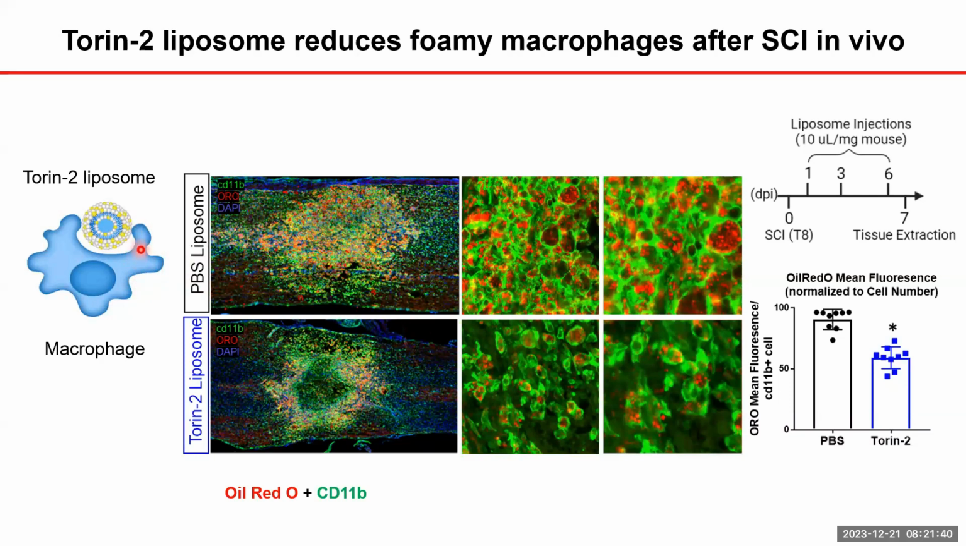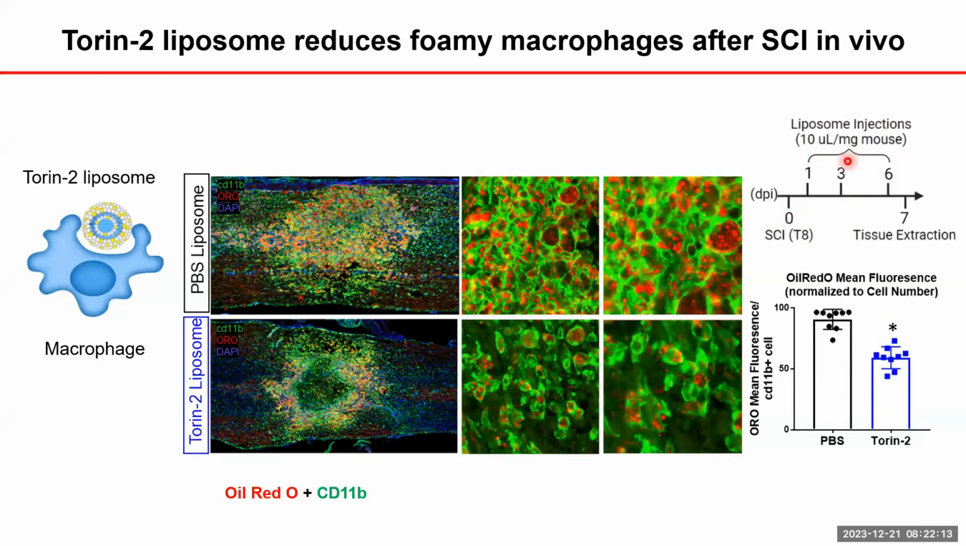it systemically. And so on top here are images from PBS liposomes. These are, again, CD11b-positive cells in green. And then in red is this Oil Red O signal. And then on the bottom row here are animals treated with TORIN-2 liposomes. And as you can see, in individual cells there's a significant decrease in Oil Red O signal. That's quantified here on the right.